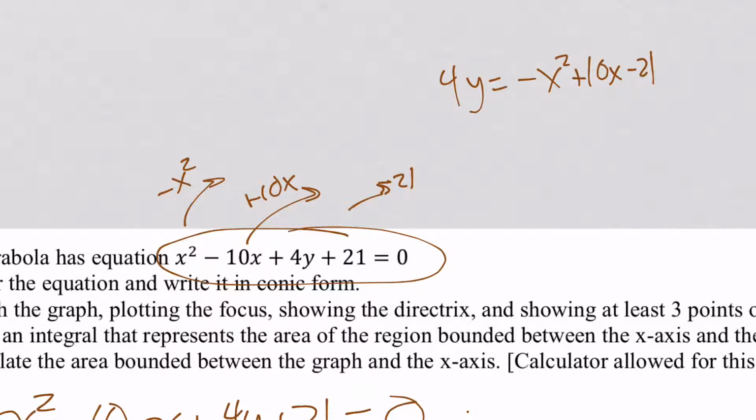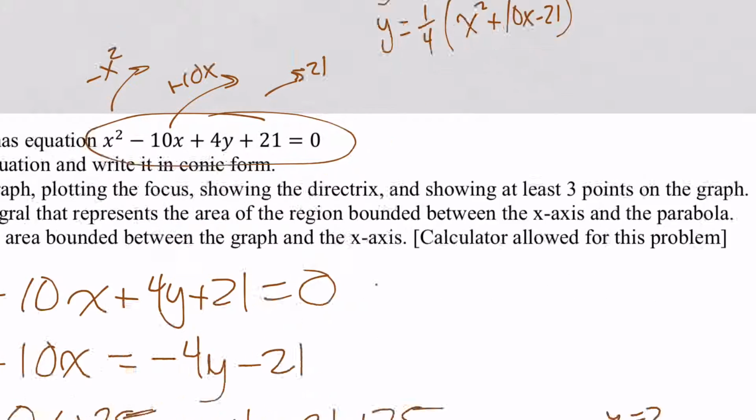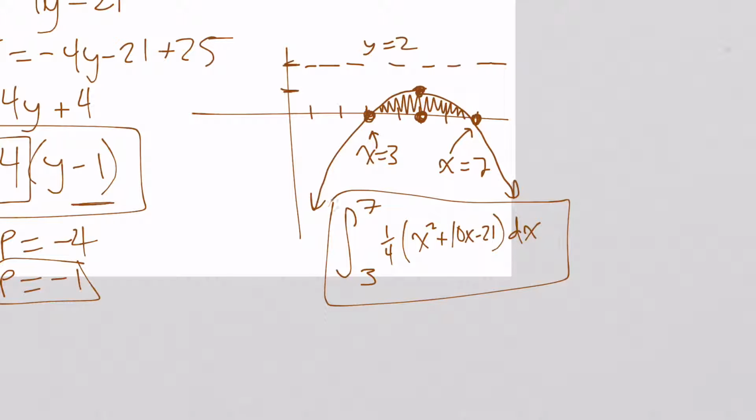But I don't want 4y, I want y. So y equals 1/4 times negative x squared plus 10x minus 21. I just wrote that as a coefficient of 1/4 on that entire expression there. That's a nice little way to do that. So let's write this integral then by writing that expression, the integral of that equation of y, and we're integrating that with respect to x. We are going from the x value of 3 to the x value of 7. So that is my proper integral right there.